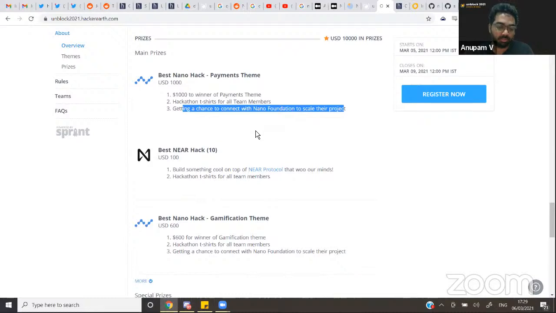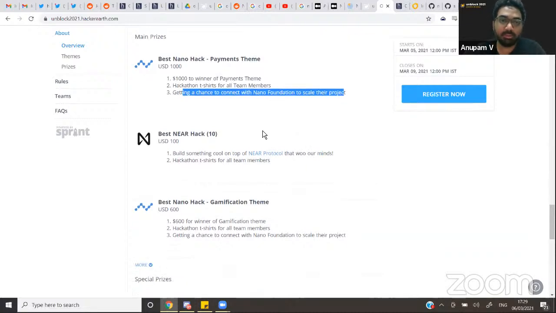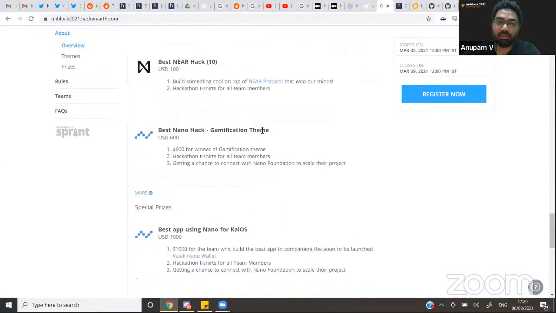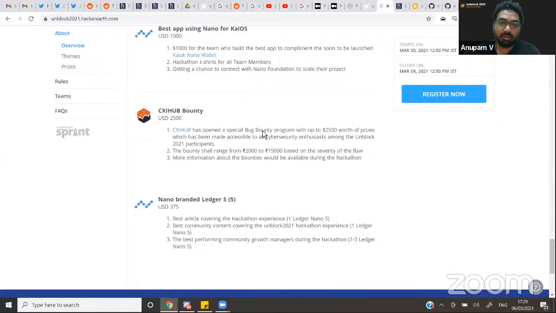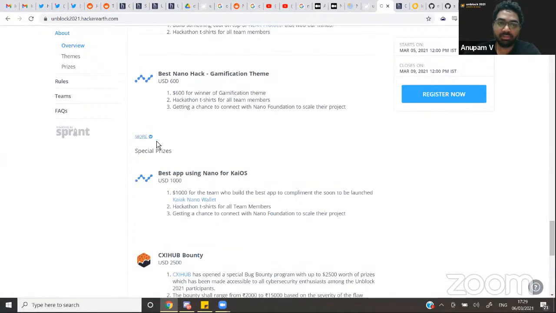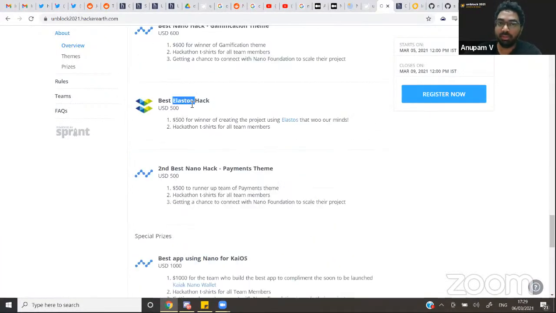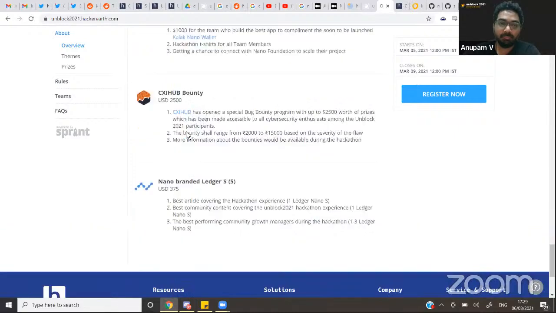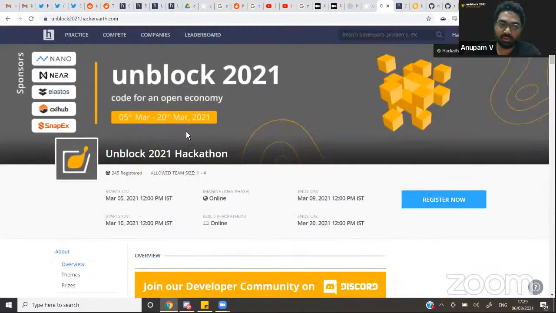And yeah, Near Protocol, I've been told it's very difficult to build on Near. But I have been in touch with some developers who are building on Near and Nano, and they're also looking into CXI Hub Bounty and Elastos. I think there's one guy who's building on Elastos, if I'm not wrong. We shall see how the results come out.